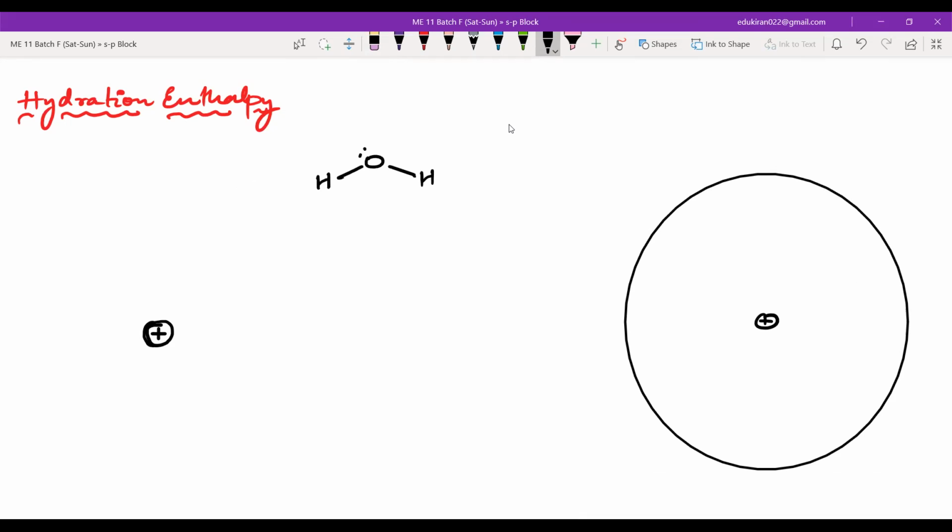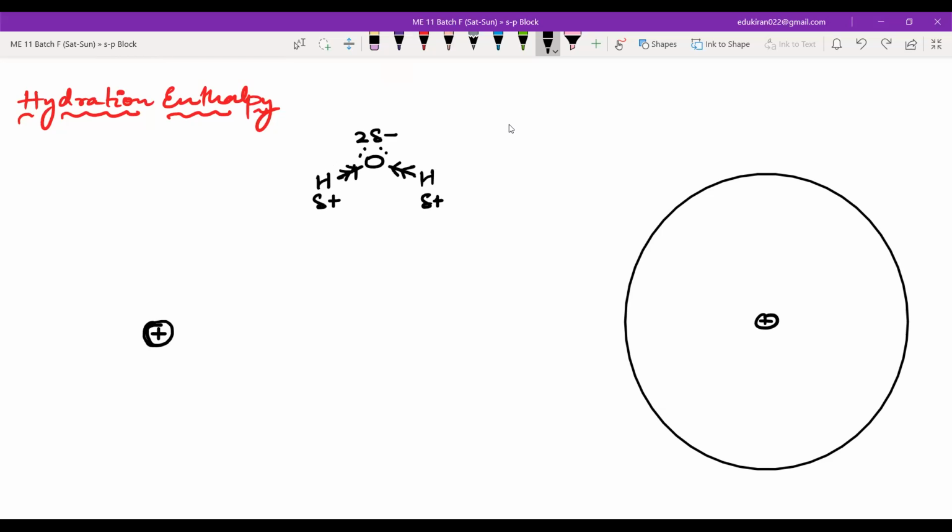Because water has lone pair electrons, these are negatively charged, right? There is higher electron density on the oxygen atom because it is more electronegative. It pulls the electron from the bond, and it is delta negative. And the hydrogens are delta positive. The oxygen will be 2 delta negative, because there is one delta negative due to this hydrogen and another delta negative due to this hydrogen.